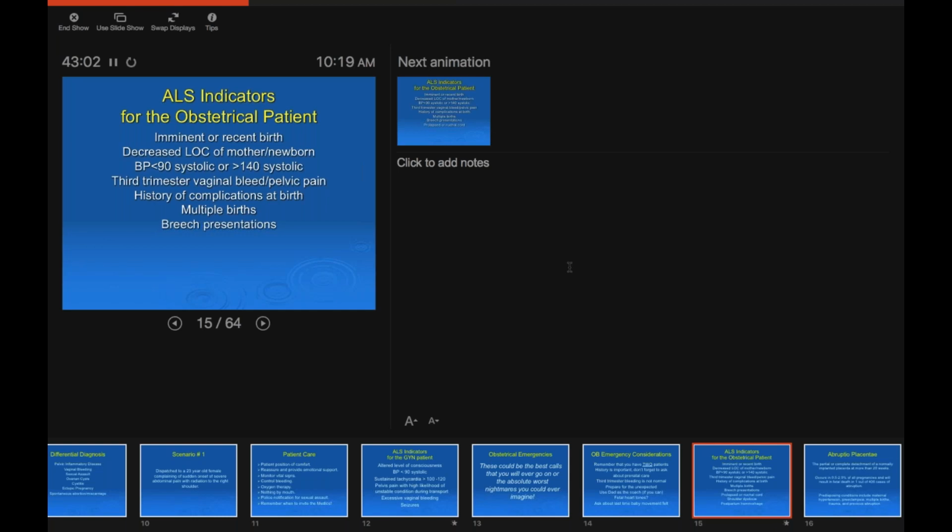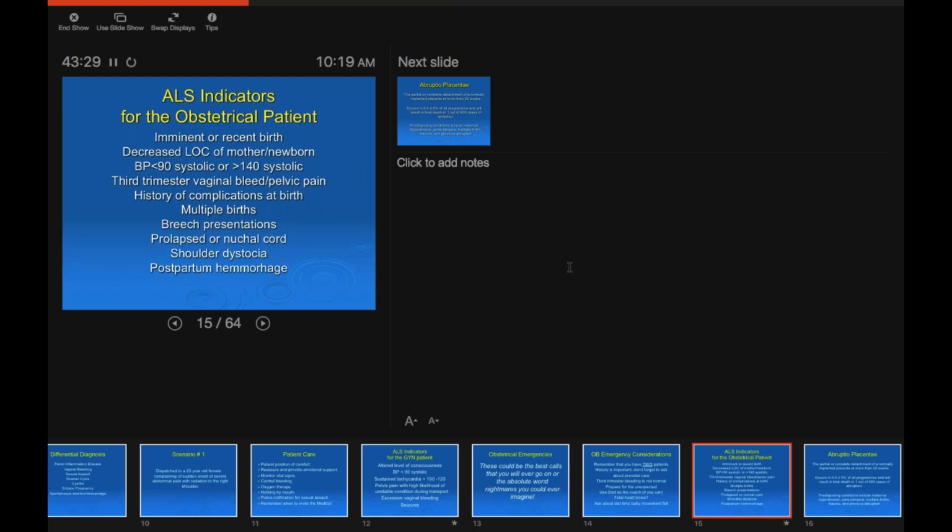Breech presentation is another indicator we have to look for for ALS. Prolapse from nuchal cords. Shoulder dystocia. Postpartum hemorrhage: if you have postpartum hemorrhage after the baby has been delivered, at medic level we carry Pitocin or oxytocin, 10 units given over with a drip. That can control postpartum hemorrhage.